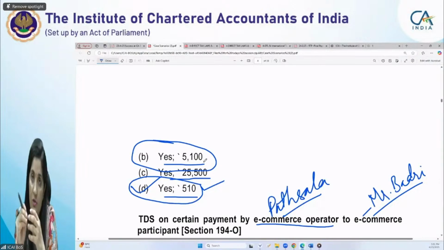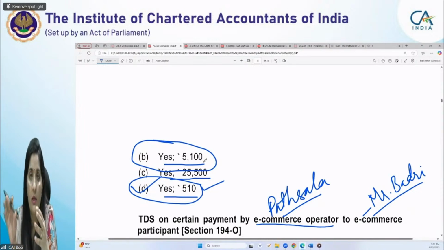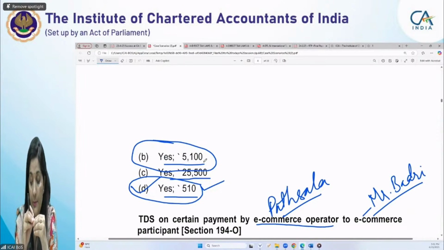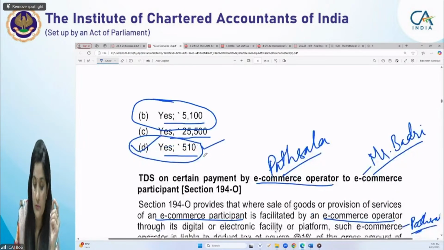You have to mention clearly this is an e-commerce participant, this is an e-commerce operator, and direct payment also will be included. Okay, on the whole amount including the direct payments. In that way you have to proceed and write in your answer clearly. Okay. Then only will fetch the marks.